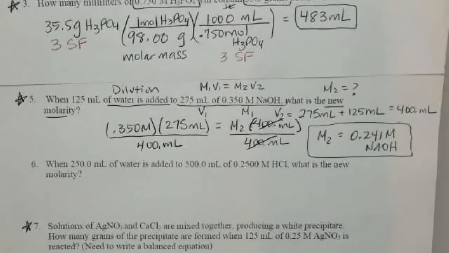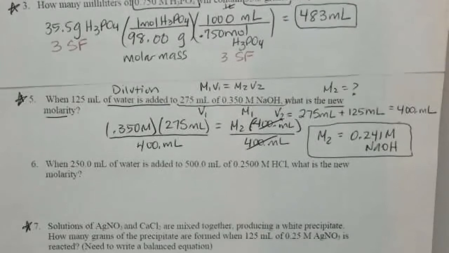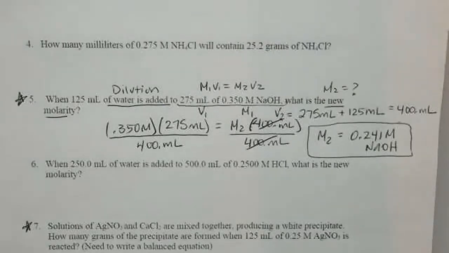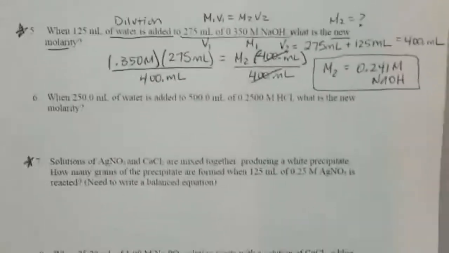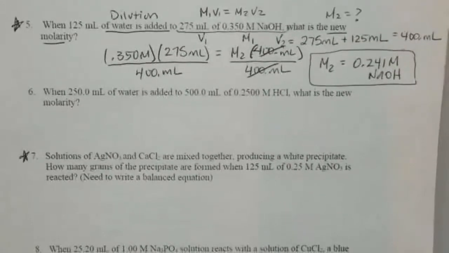M1V1 is the perfect formula for that. Now, as I mentioned, students love to use the M1V1 formula for stoichiometry, and you can't. So here's why it can look like you should be able to.